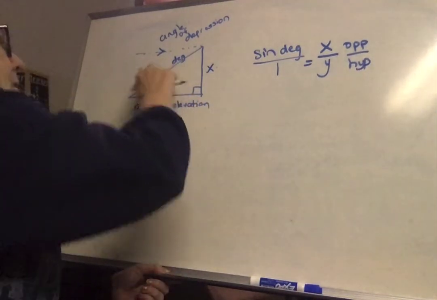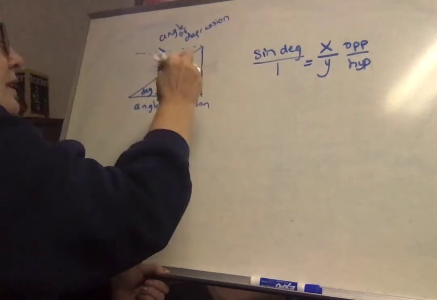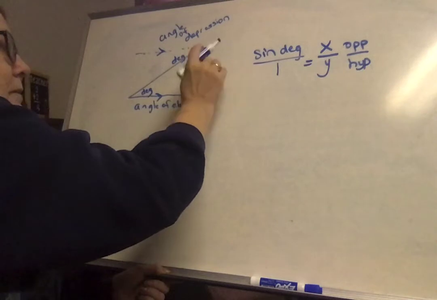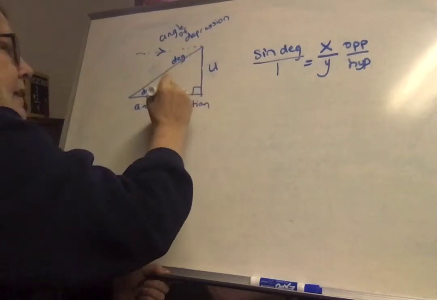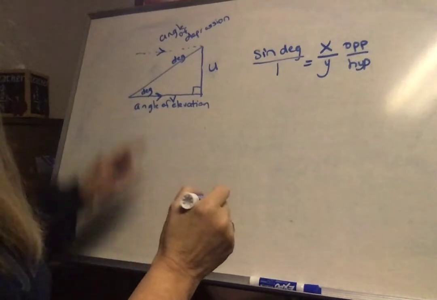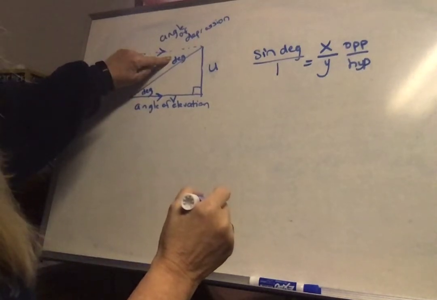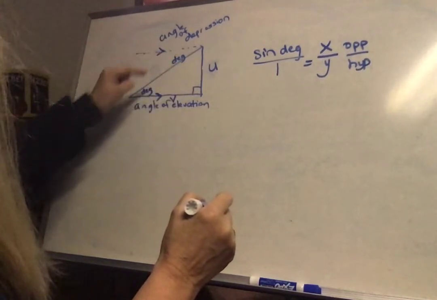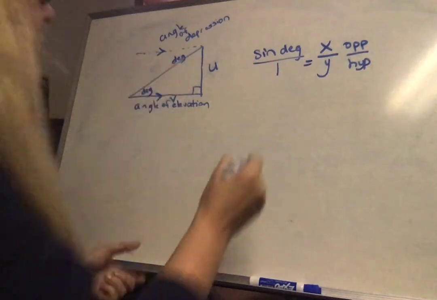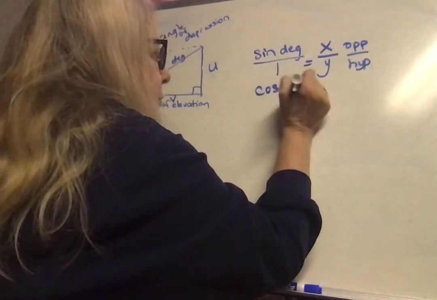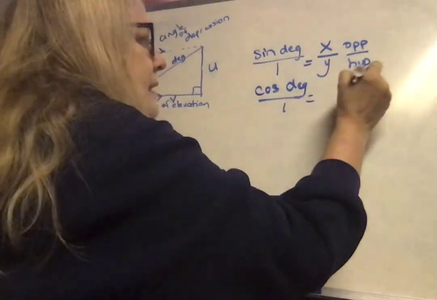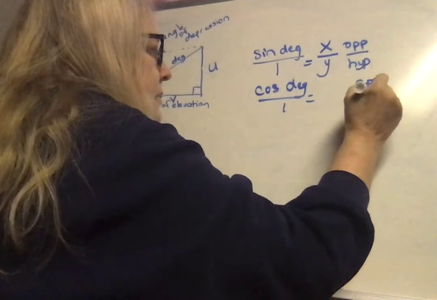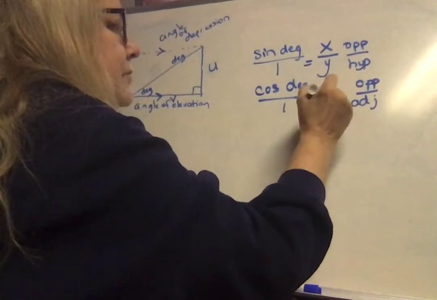If they give you this, I'll use new letters. I've got x, y, u, and v. If they had this particular one and use this angle of depression, which is the same as this, then it's opposite over adjacent. So then they'd write tangent of the degrees over 1 equals the opposite over the adjacent, whatever the letters are, in this case u over v.